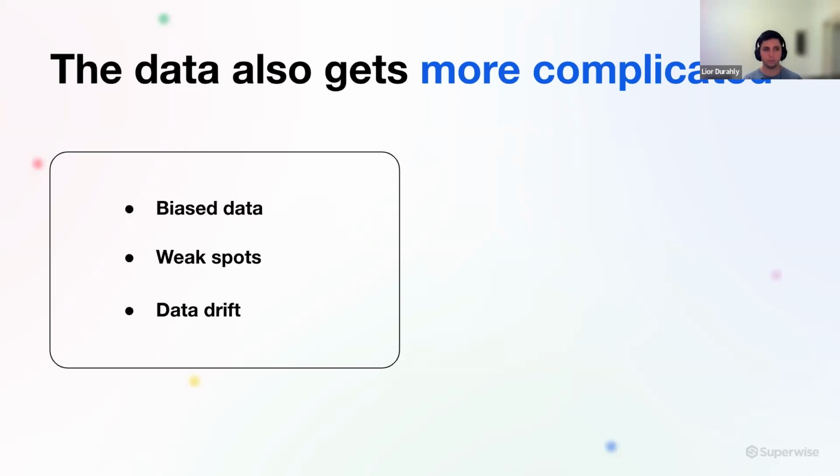So we have an additional problem. Our data is getting more complicated, because in the past we used more structured data like CSV and tables, but today our data is becoming more unstructured. We start using more images, text, voice, and so on. And the problem is that it's much harder to work with unstructured data than structured data.